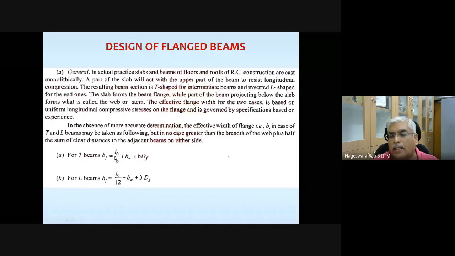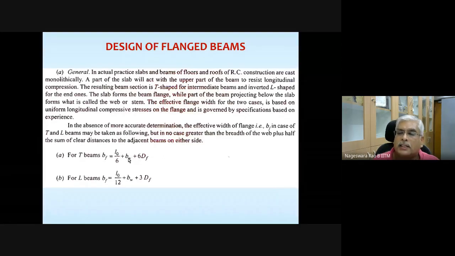So L naught is going to depend on your boundary conditions, and DF is dictated by the slab thickness that is adopted. So we don't have much choice in finding what is L naught and what is DF. Whatever it is, we have to take those. And what is the other quantity that is left out? That is BW, the width of the web.